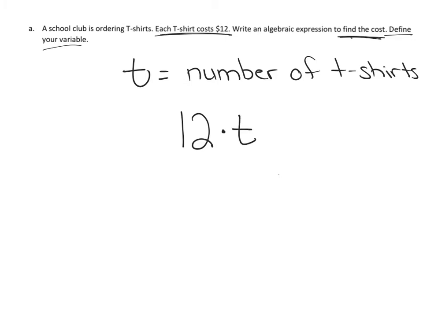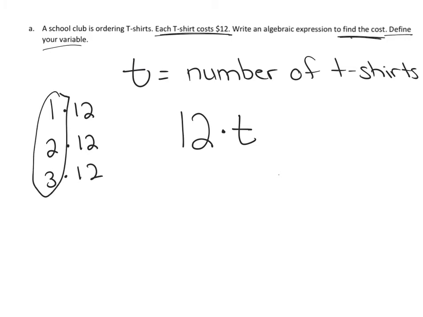Another way you can help you write this is actually figure out, okay, if I buy 1 shirt, that'd be 1 times 12. If I buy 2 shirts, that's 2 times 12. If I buy 3 shirts, that's 3 times 12. Well, this is the thing that's varying, so that's your variable. That is t, and that's what the variable represents, that you can plug in any number and find out how much the cost of the shirt is.